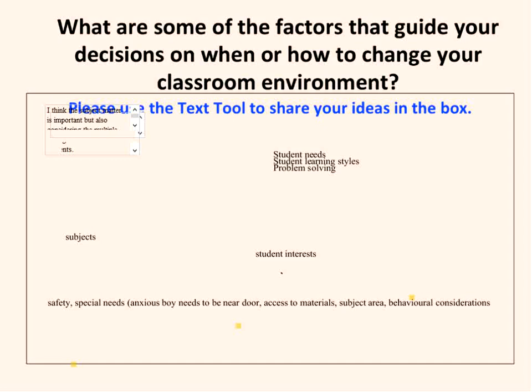Okay. So I'm going to move on to the next slide, but again, if there are more ideas, feel free to add them in the box in the chat window, or if you want to grab a mic and share some out loud, just let me know and we can certainly do that too.